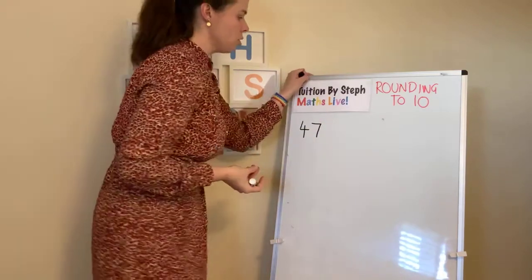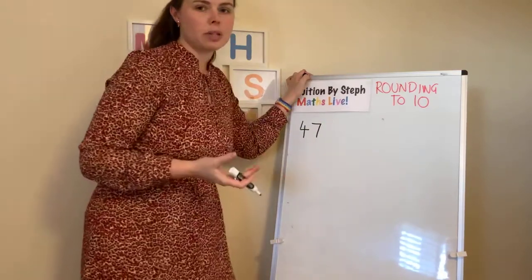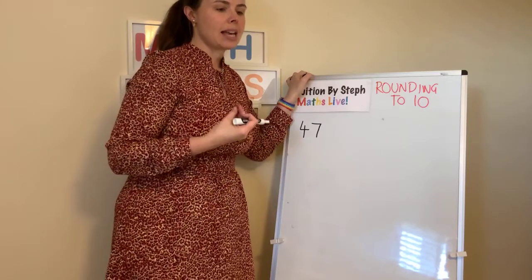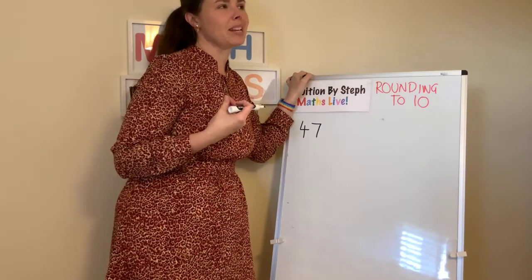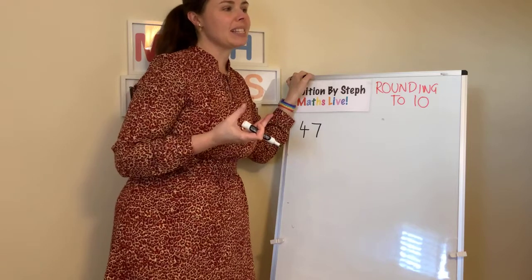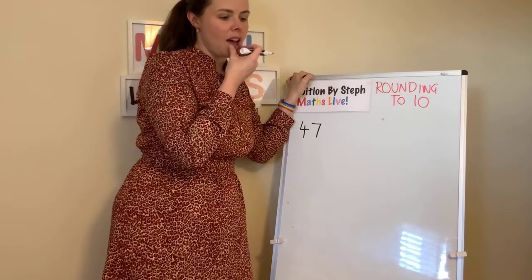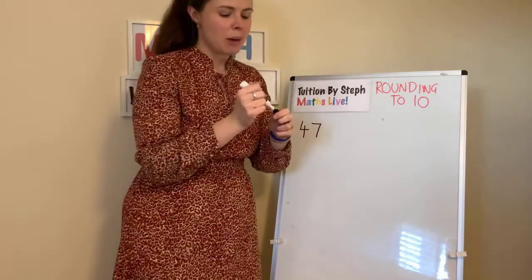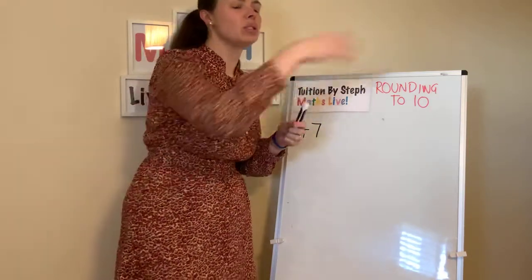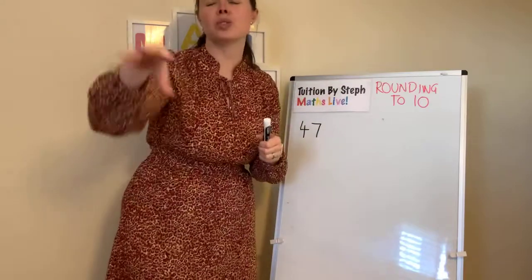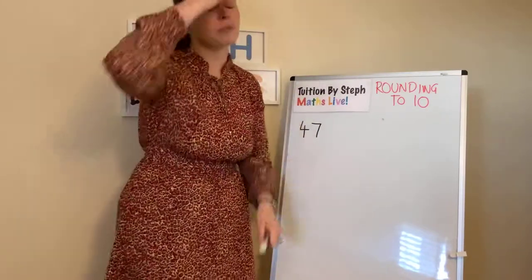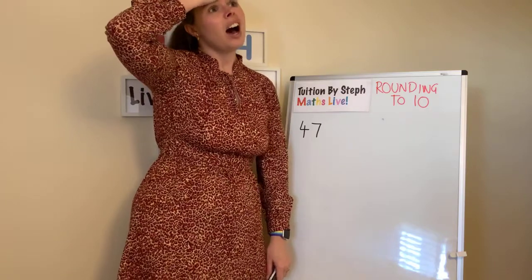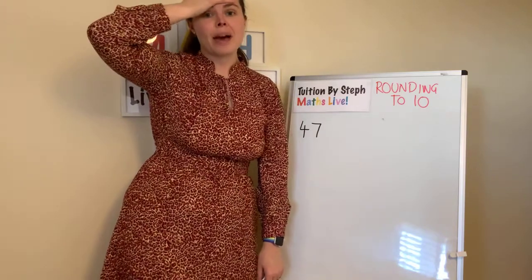You might be given the number 47 and asked to round it to the nearest 10. Now, rounding means giving an estimate. So for example, if you've got groups of 47, like there's 47 in that box, 47 in that box, 47 in that box, 47 in that box, you're like, whoa, 47 and 47 and 47 and 47. I can't do 47 times 4 in my head.